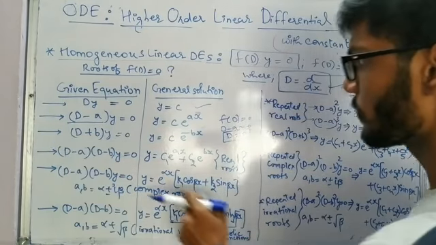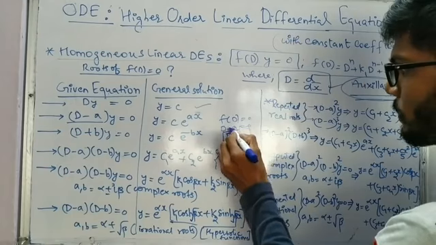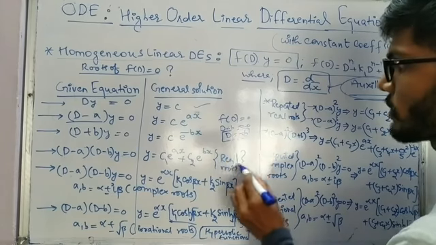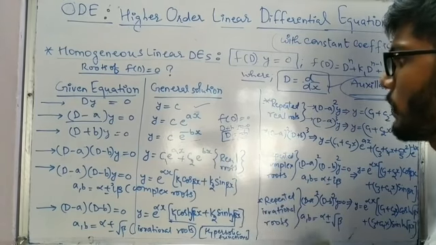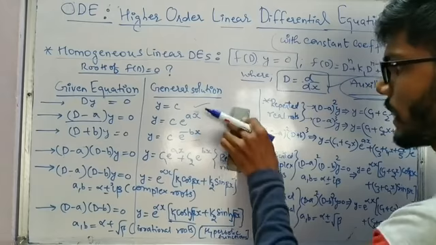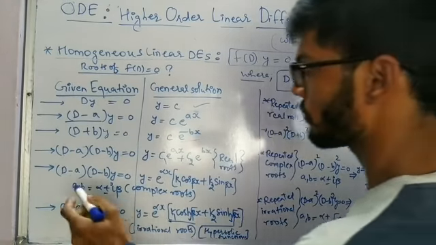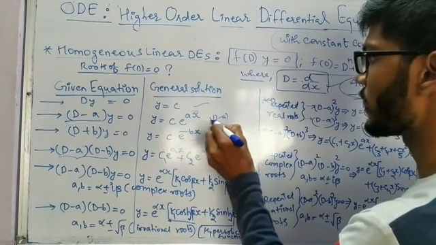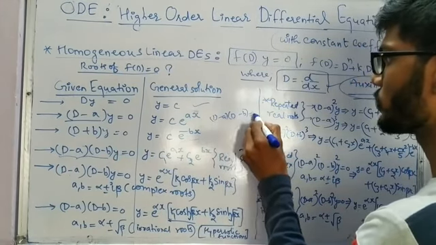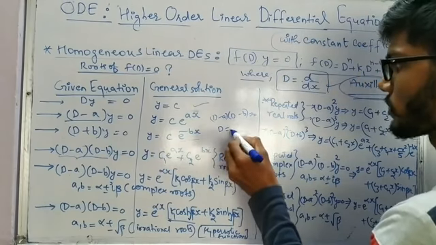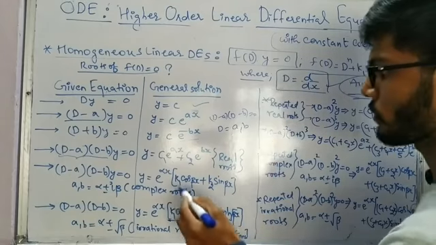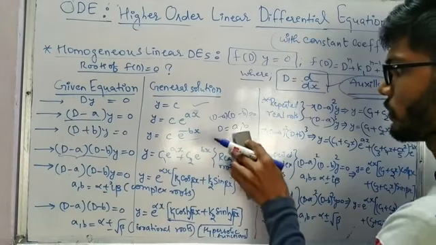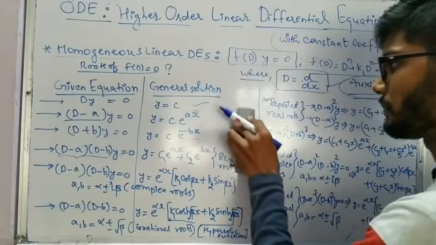In this case, D + b = 0, so the root will be D = -b. So the solution will be e^(-bx). And if we have more than one root of our auxiliary equation, f(D) = (D - a)(D - b) = 0, so the roots of our auxiliary equation will be a and b. So the solution will be c1 e^(ax) and c2 e^(bx). So we are having real roots.